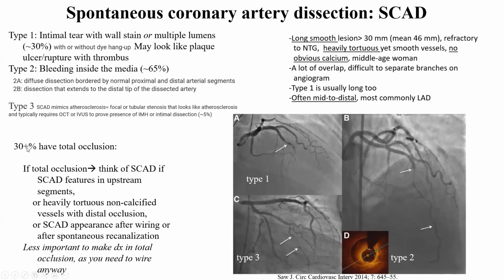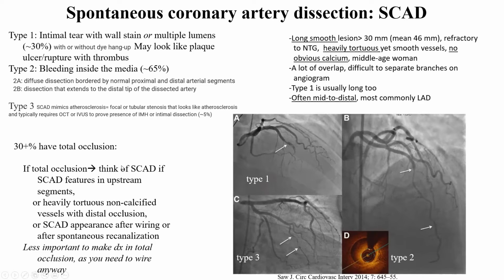Now, 30+% of SCAD have total occlusion, and they present with a STEMI. Now, if total occlusion, what makes you think of SCAD if it's totally occluded? One, it may be less important to make the diagnosis in total occlusion because you need to wire anyway. Typically, if total occlusion, you have TIMI 0 or 1 flow, and the patient is having an ongoing MI. So you typically need to wire regardless of whether it's SCAD or thrombotic occlusion. So it's less important to make the diagnosis.